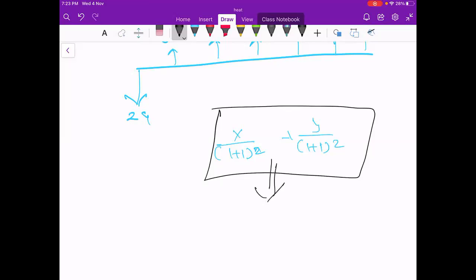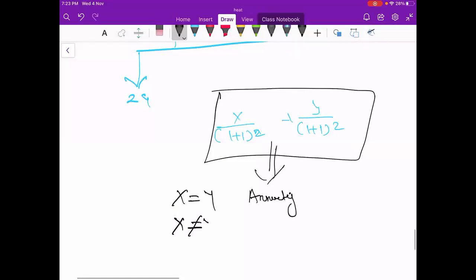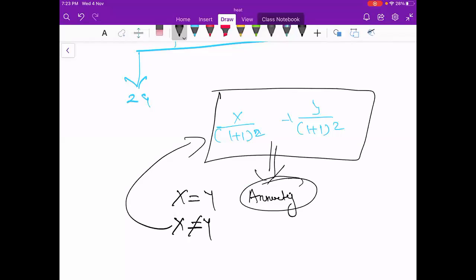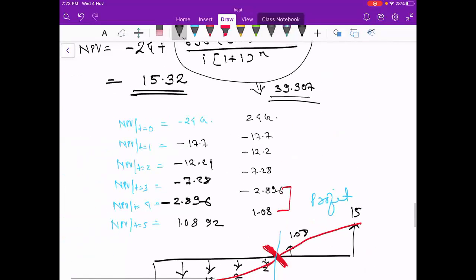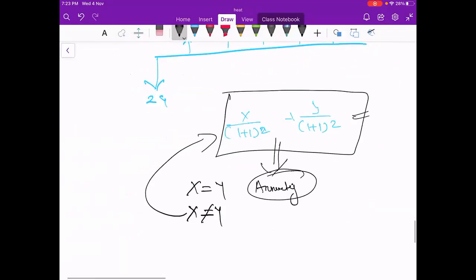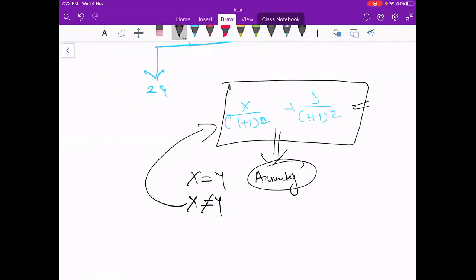This is the NPV formula only if X equals Y. If X is not equal to Y, then you have to follow this method. If X equals Y, then directly apply the annuity formula. I have just given a shortcut. You can use this also. You apply the NPV formula for 2 years and solve it like this. You will get the same answer because NPV is the same thing.